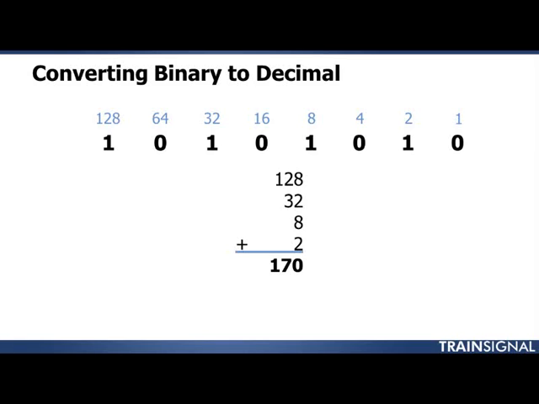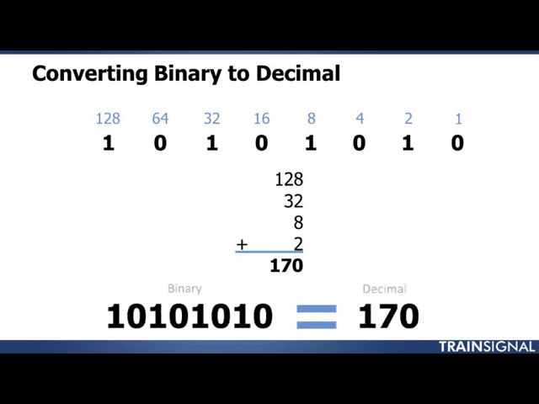And you get 170. So what that means is the binary number 10101010 is equal to the decimal number 170. That's it. That's how easy it is to convert a binary number to a decimal number.